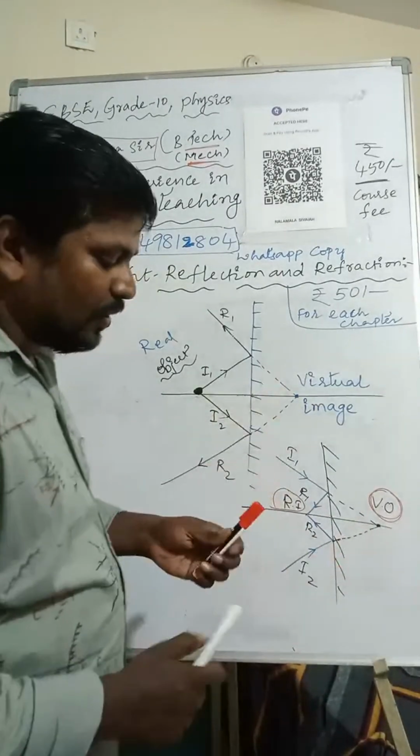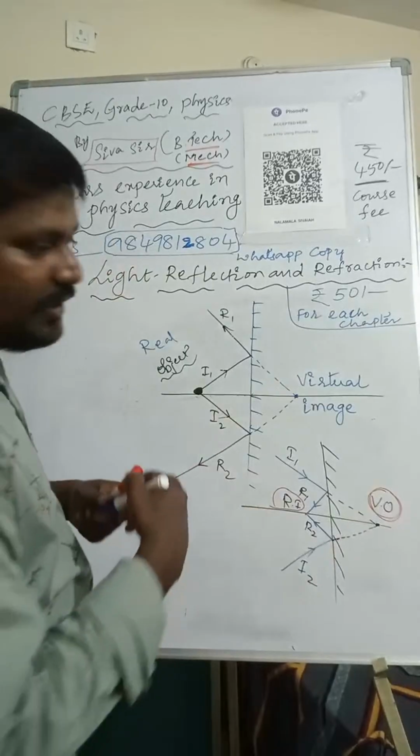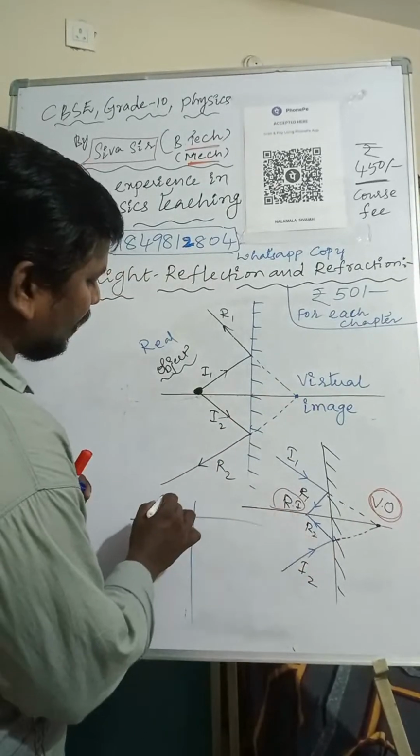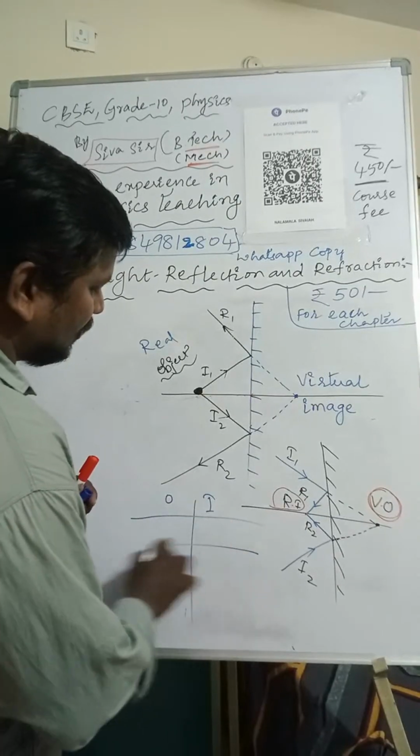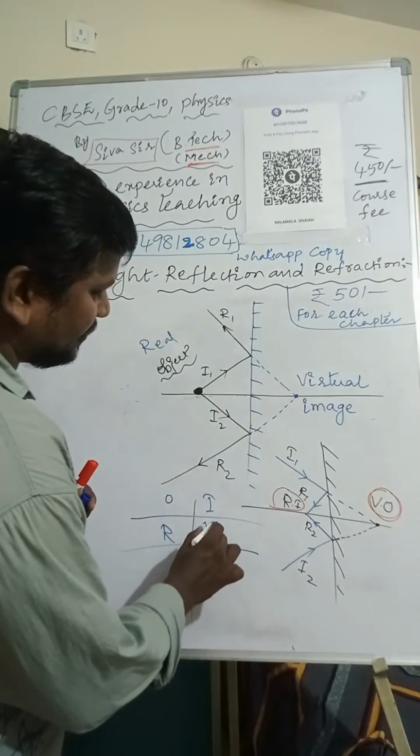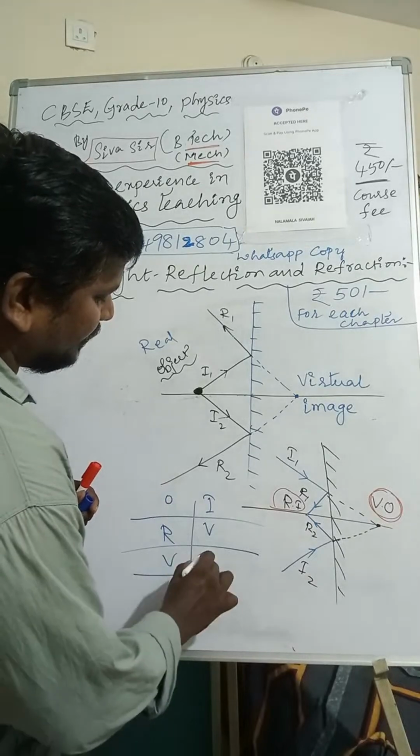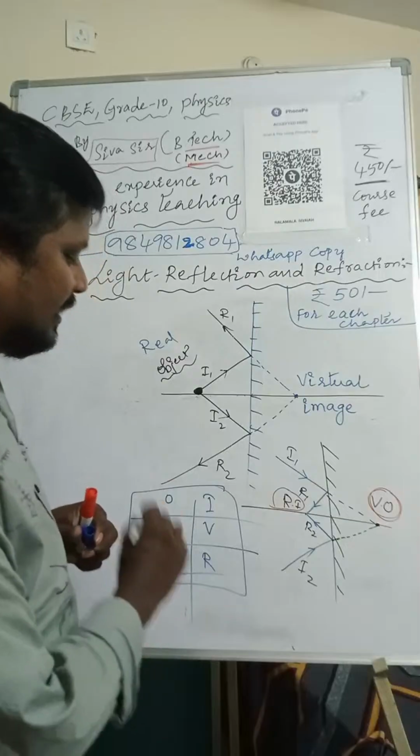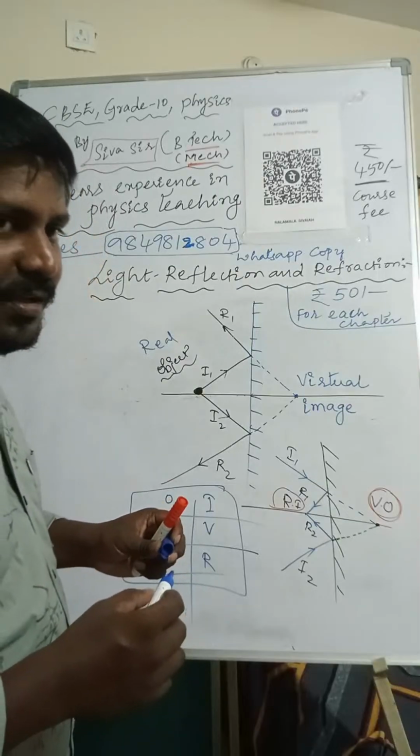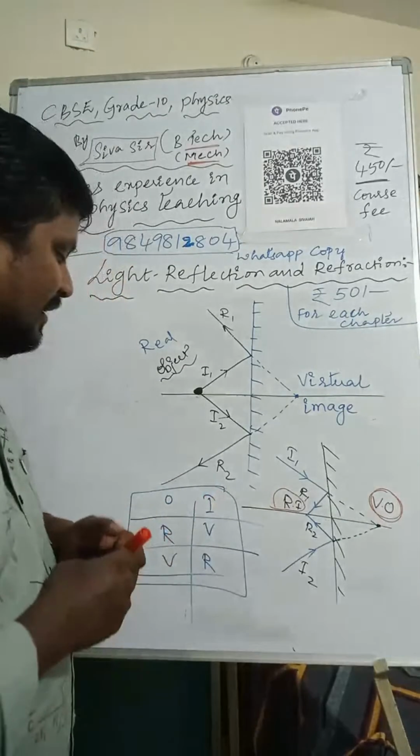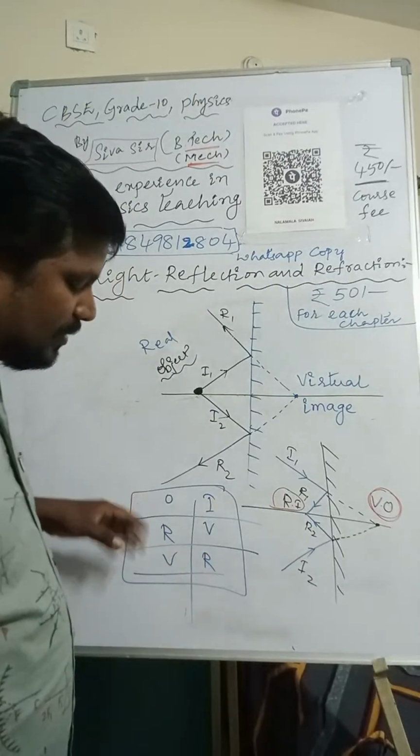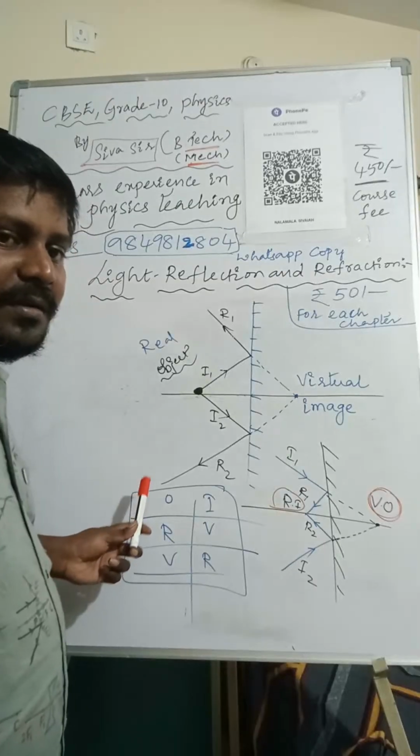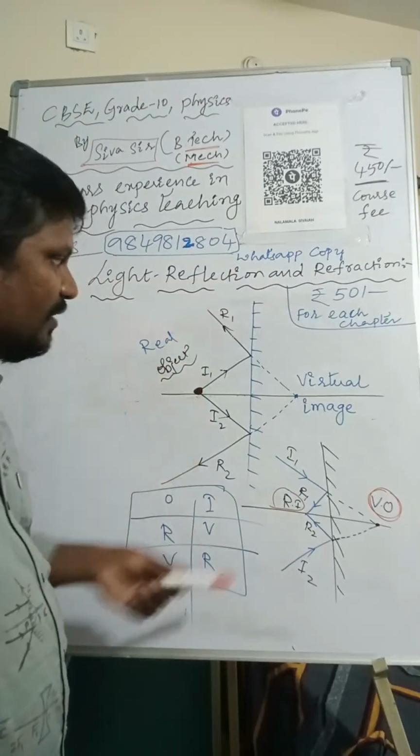Note down, because these two points are very, very important. From the exam point of view, they will ask about object and image. In the plane mirror, if the object is real, the image is virtual. If the object is virtual, the image is real. Very important point.